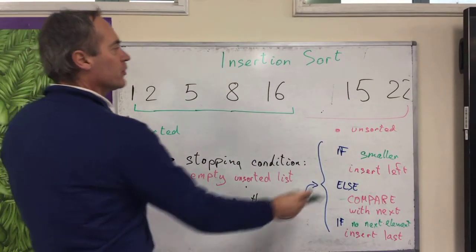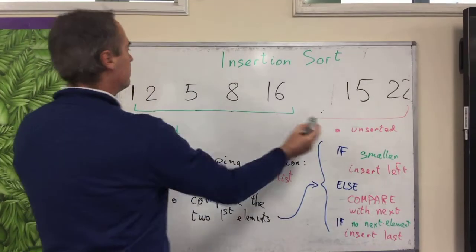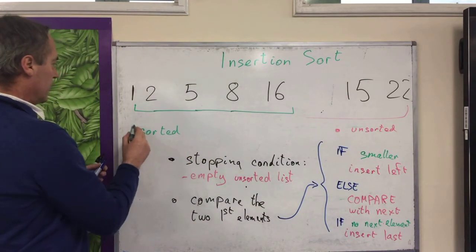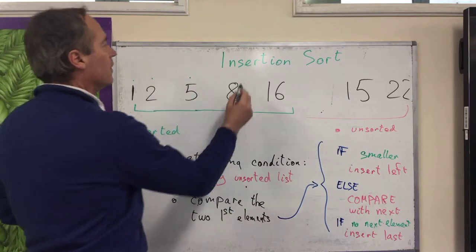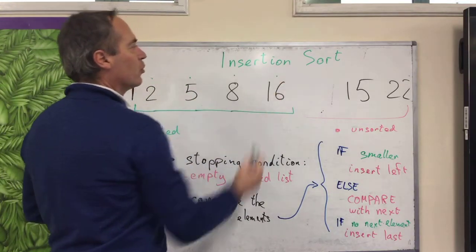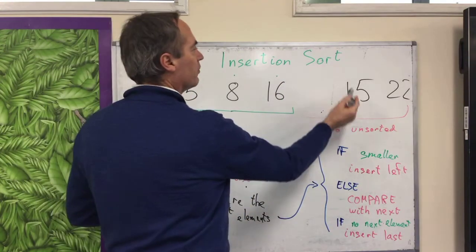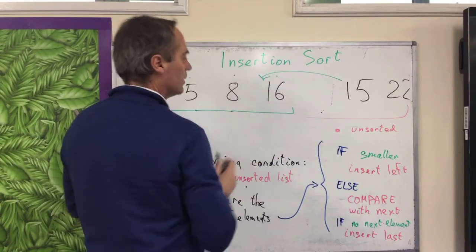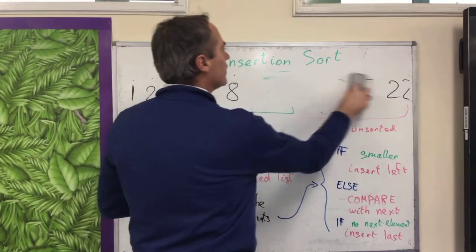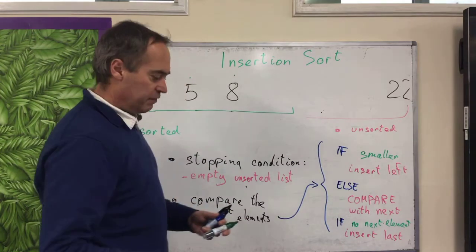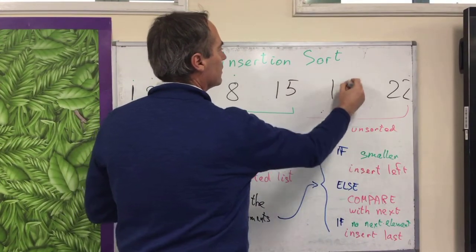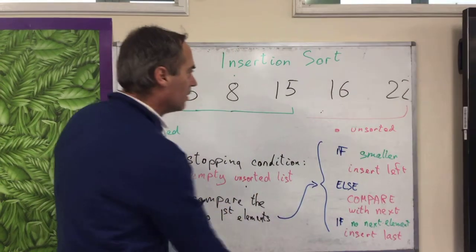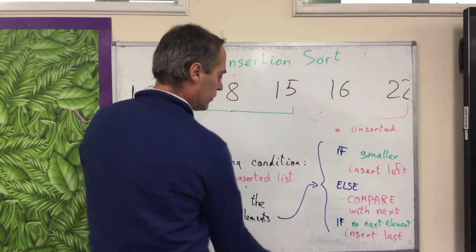I repeat the process with 15 and 1, so 15 is bigger than 1, bigger than 2, bigger than 5, bigger than 8, but it's smaller than 16, so it's exactly the same thing. I need to insert 15 over here, which the result will be this, 15, 16, and the sorted list has grown.